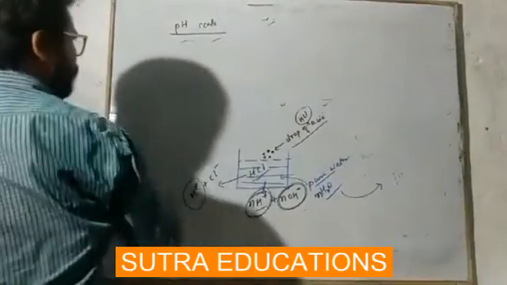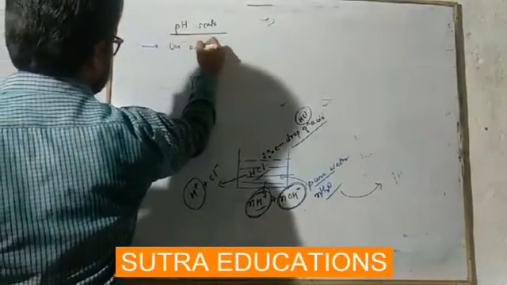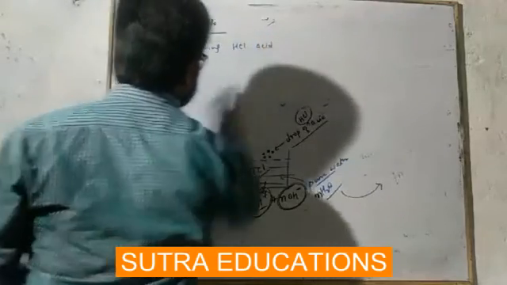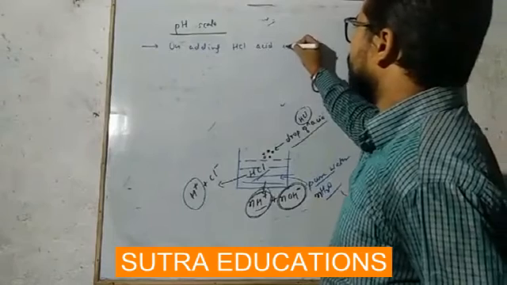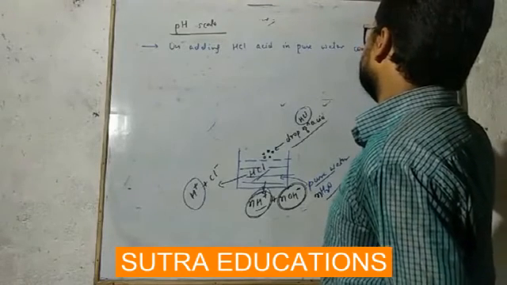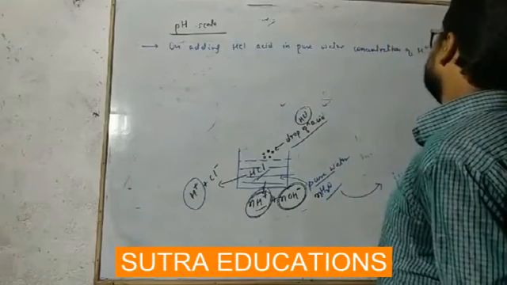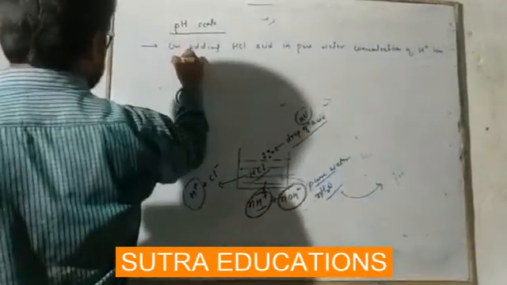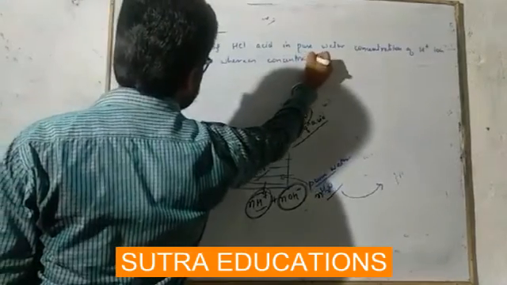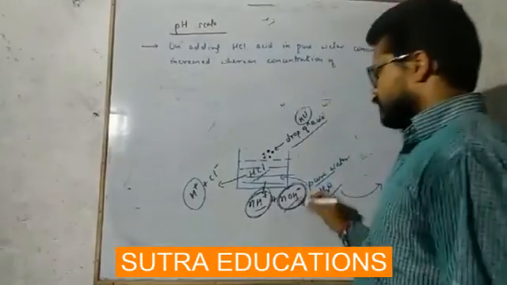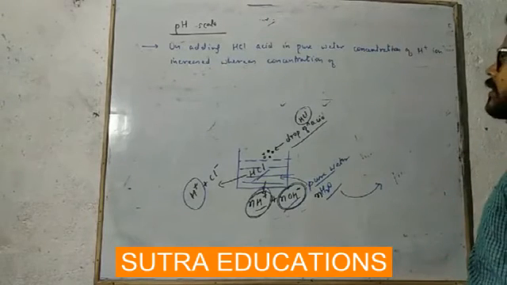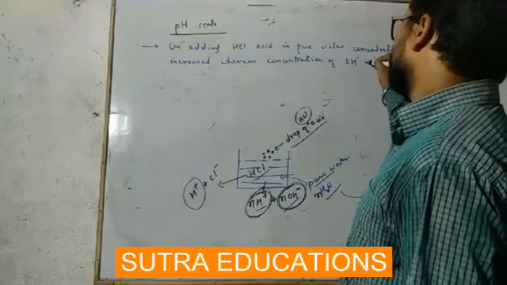On adding HCl acid in pure water, the concentration of H plus ion increased, whereas the concentration of OH minus ion remained the same.